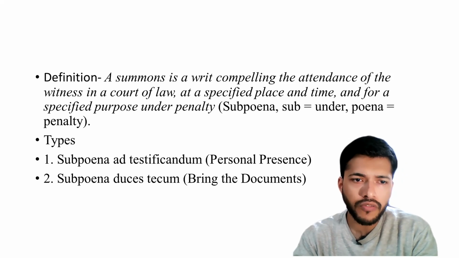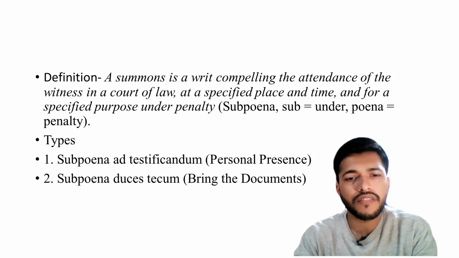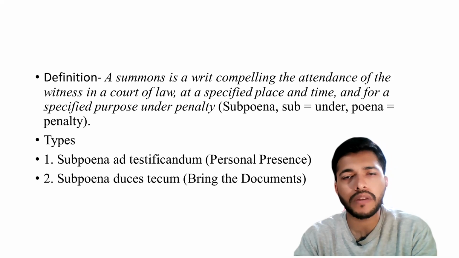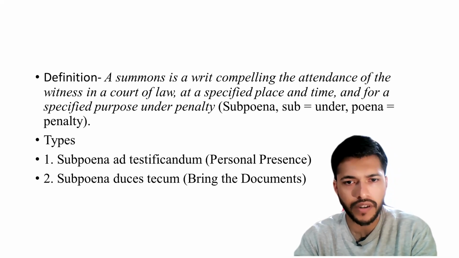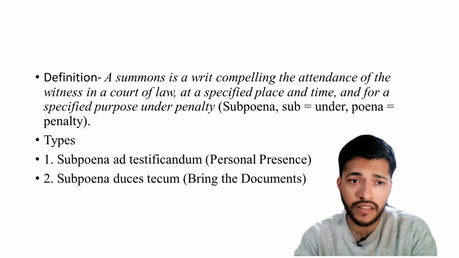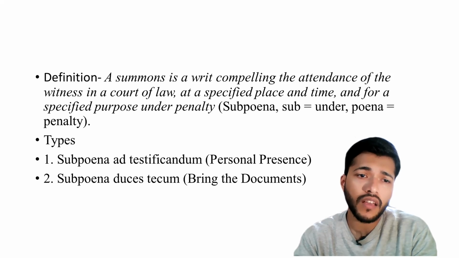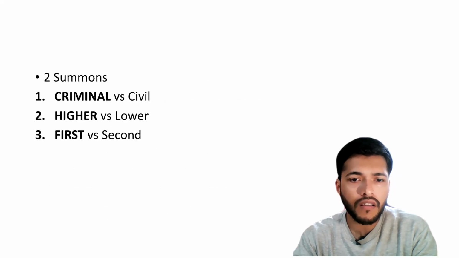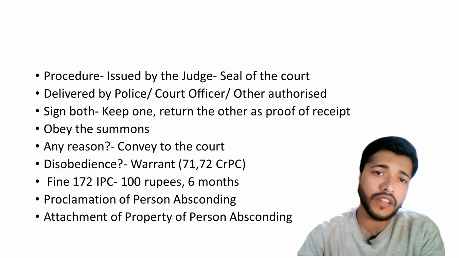There are two types of summons, subpoena ad testificandum and subpoena duces tecum. Ad testificandum means you need to come and testify, so your personal presence is mandatory. Duces tecum means take the documents along with you, so that's the documentary part. You need to write these subpoena types, ad testificandum and duces tecum. So what's the procedure? You need to write it.